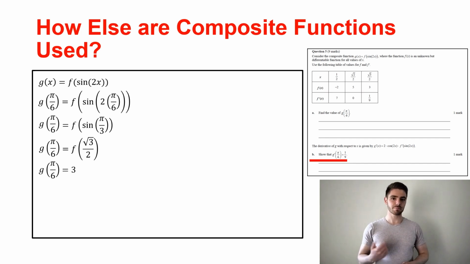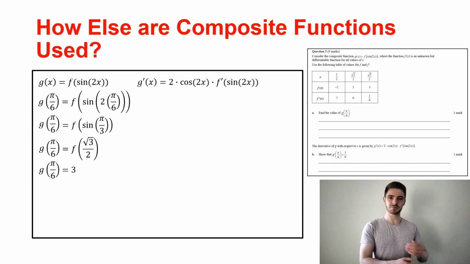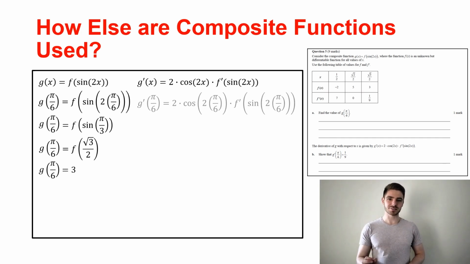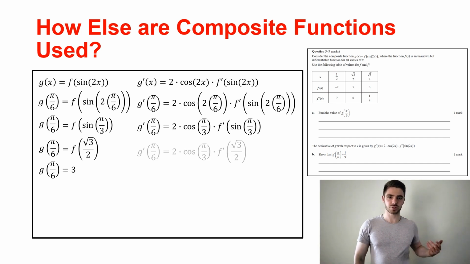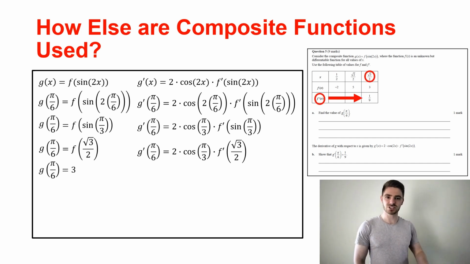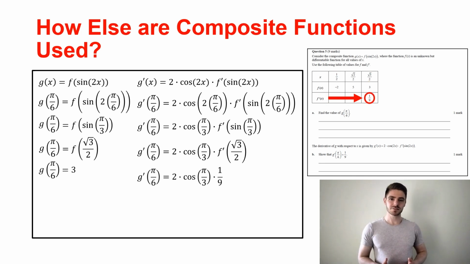So, just like in part A, we're going to start with our initial expression and slowly simplify things as we go forward. Like before, we'll start by subbing in pi on 6 and then simplifying these results. We already know from before that sine pi on 3 is just root 3 on 2. And when we consult our table of values, we can see that f dash of root 3 on 2 is just 1 on 9. Now all that's left is to evaluate cos pi on 3.